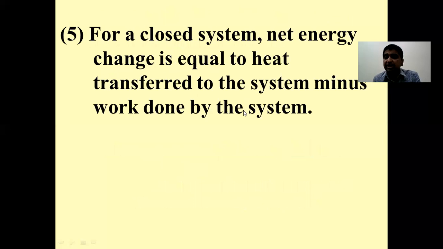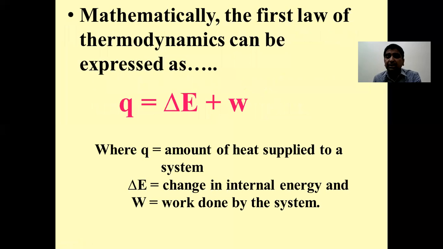Now, coming to the previous slide, for a closed system, the net energy change is equal to heat supplied minus work done. So it gives net energy change. What is this net energy change? Delta E. If you bring this term W to this side, delta E is equal to Q minus W. So the net energy change is equal to amount of heat supplied minus work done by that system.